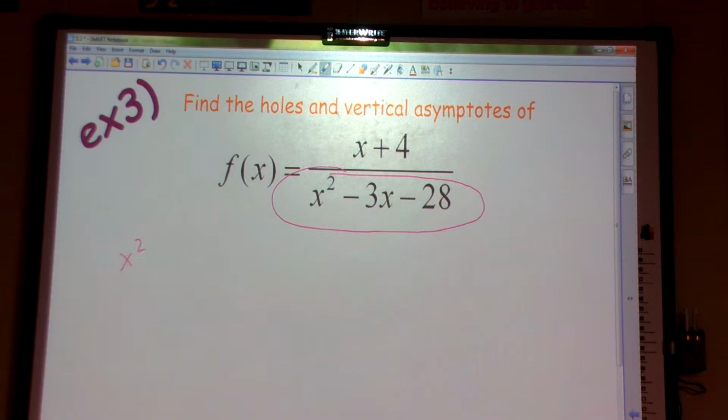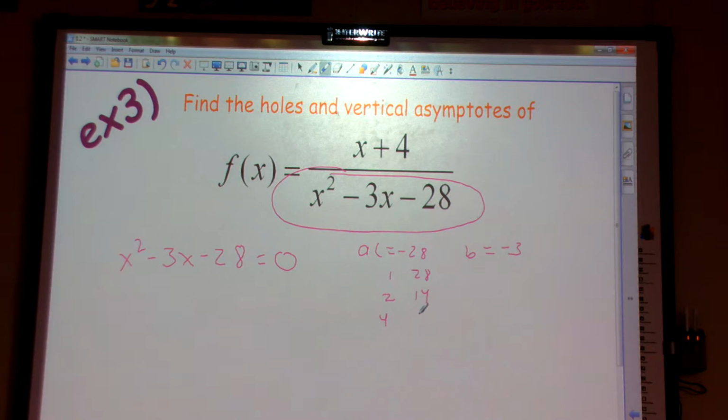To do that, this is a quadratic. Sometimes you could use a diagram. Sometimes you can use a quadratic formula. Sometimes you can factor, which is exactly what we're going to do. We're going to find when this equals 0. So AC is negative 28. B is negative 3. So I have 1 and 28, 2 and 14.